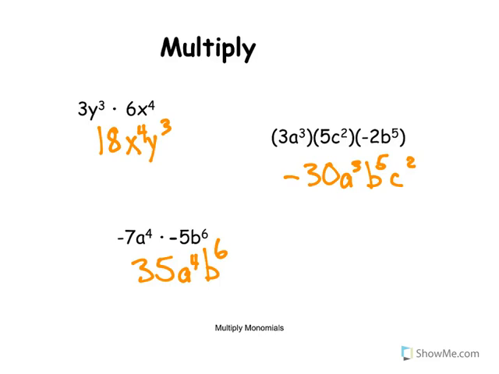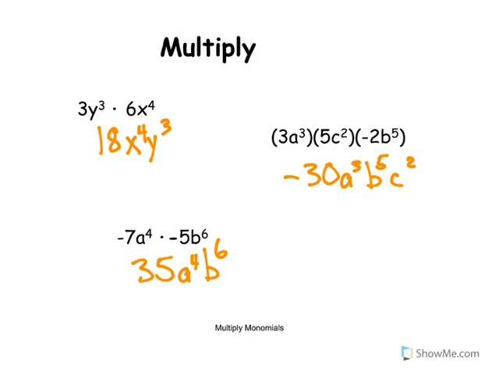Do you need to write the variables the way I am? Well, in general, when we write expressions, we write them in alphabetical order, okay? So if you wrote a to the 3rd, c squared, b to the 5th, you're not wrong. Mathematically, it's all multiplication, so it all means the same.